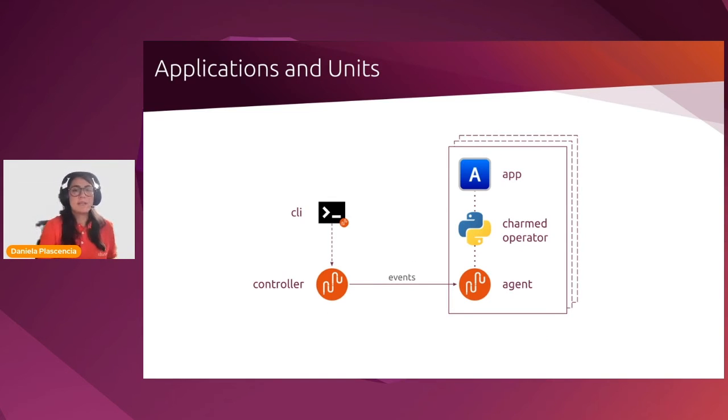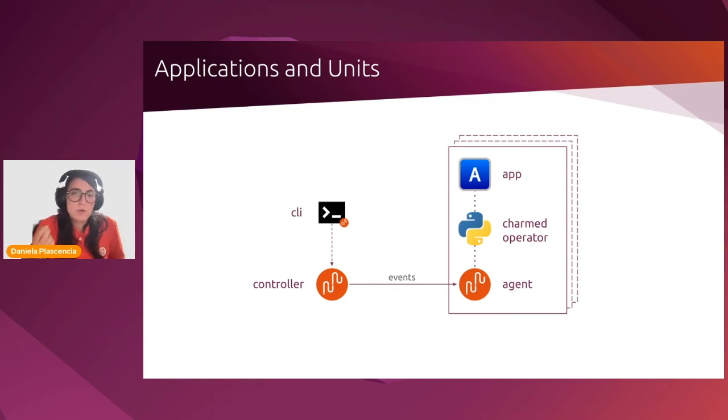All right, but what is inside an application? What is inside those blobs that we were looking at? On the left-hand side of this diagram, we can see the Juju CLI, which is the bit that we interact with. The CLI talks to the Juju controller using the API in the controller, and then the controller emits events to a Juju agent inside your application.